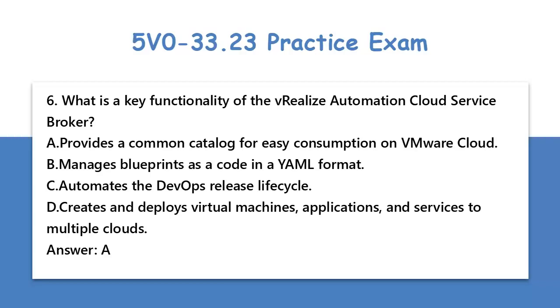6. What is a key functionality of the vRealize Automation Cloud Service Broker? A. Provides a common catalog for easy consumption on VMware Cloud. B. Manages blueprints as code in a YAML format. C. Automates the DevOps release lifecycle. D. Creates and deploys virtual machines, applications, and services to multiple clouds. Answer: A.